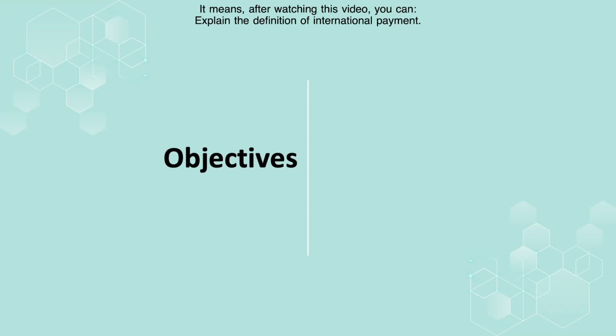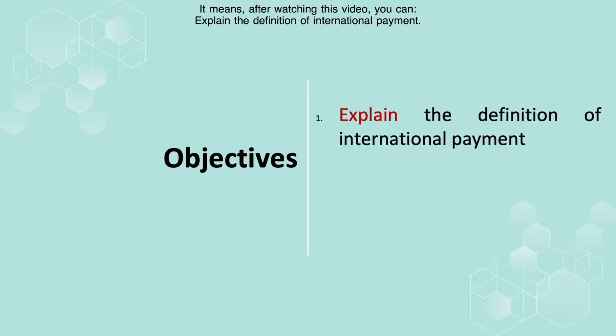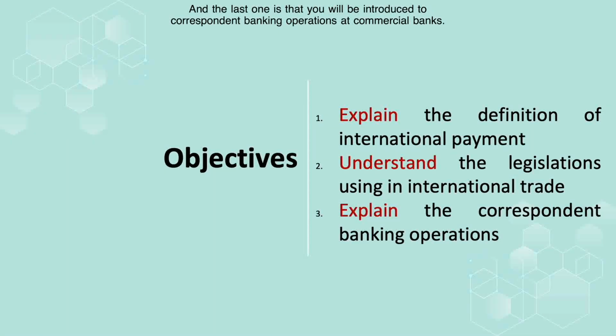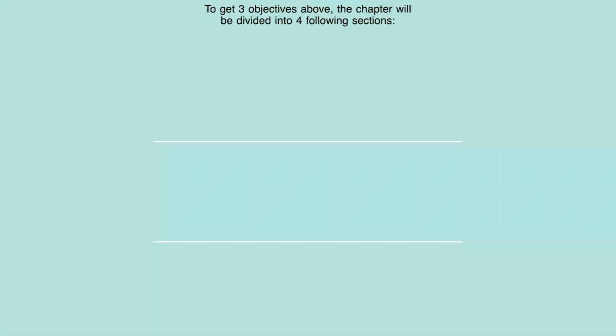It means, after watching this video, you can explain the definition of international payment, understand the jurisdiction and customs in international payment transactions. And the last one is that you will be introduced to correspondent banking operations at commercial banks. To get the three objectives above, the chapter will be divided into four following sections.